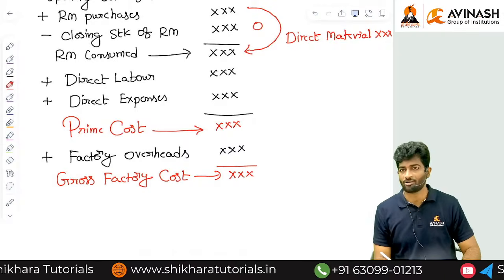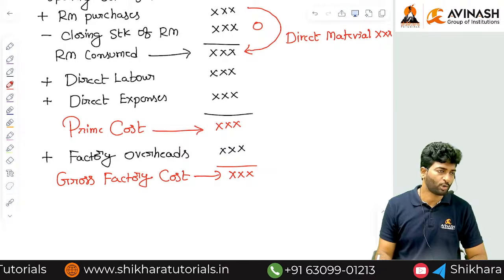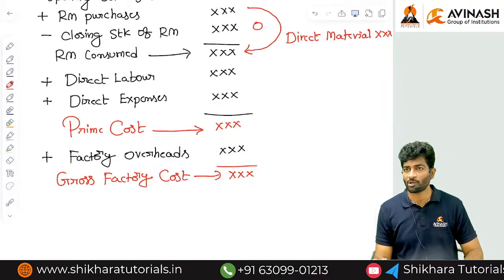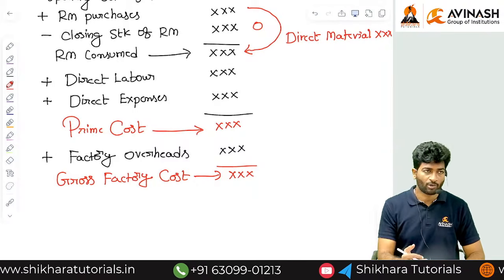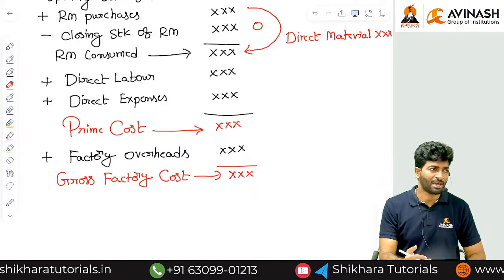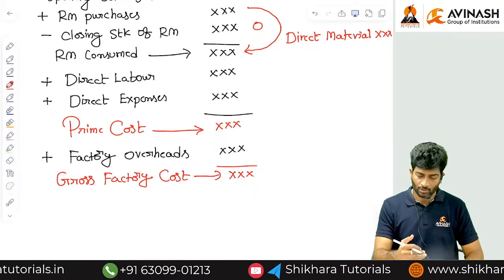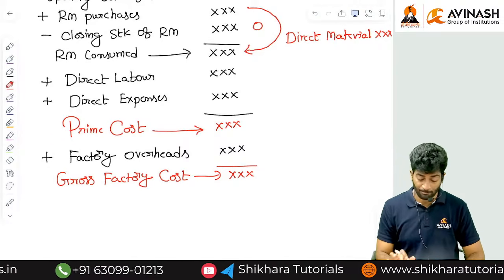You can use factory overhead, works overhead, manufacturing overhead, sometimes production overhead also, right? In our non-integrated accounting chapter, they are using production overhead also. So if you are using factory overhead, gross factory cost. If you are using manufacturing, gross manufacturing cost. As per the term you are adding as overhead, please mention the title as gross factory or gross manufacturing. Clear? Okay.